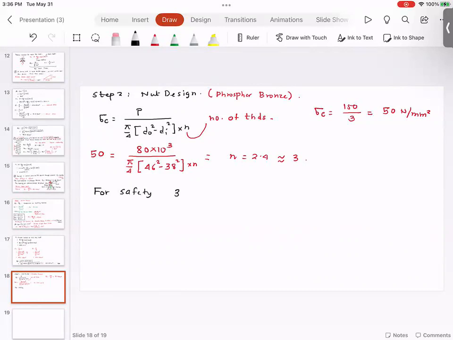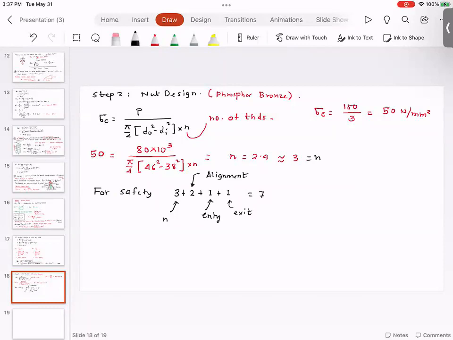So for safety, I'm going to say 3 plus 2 plus 1 for entry, 1 for exit. So this is N, this is alignment, this is for entry, and this is for exit. So total number of threads on the nut will be 7. And that is just to account for the minimum number of threads from a safety point of view.